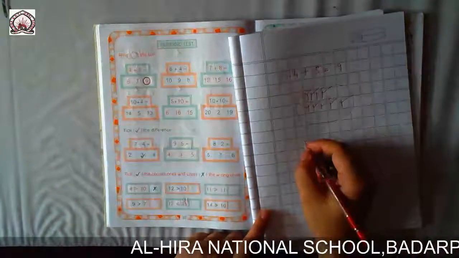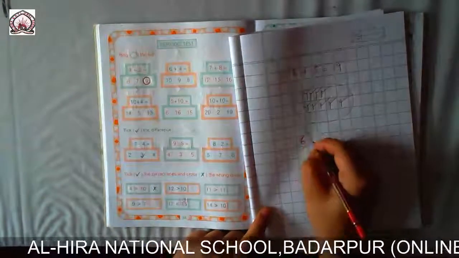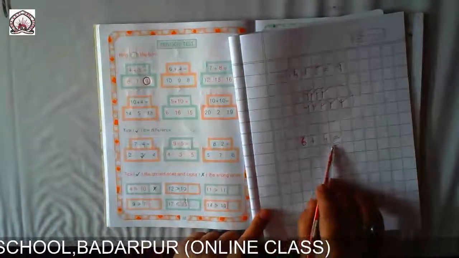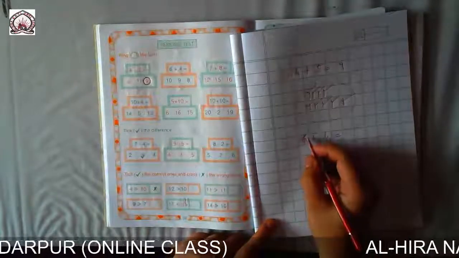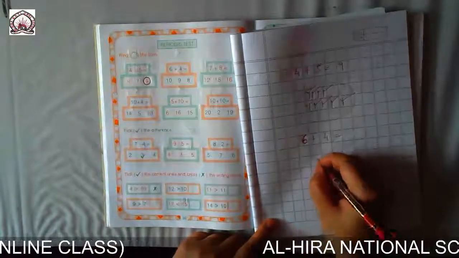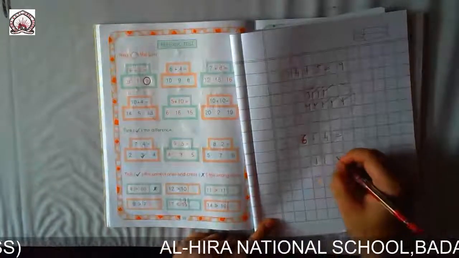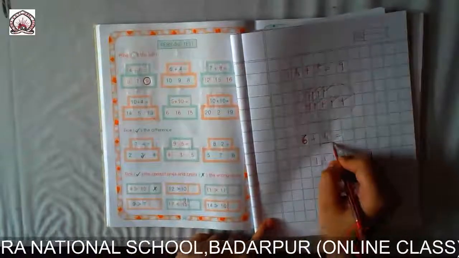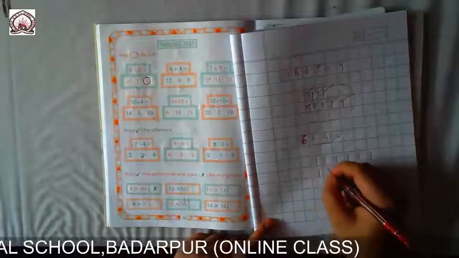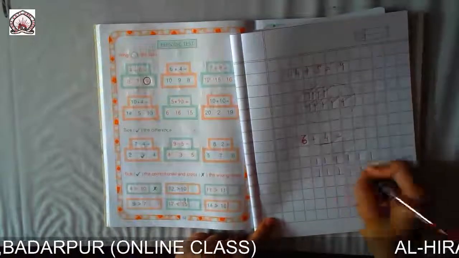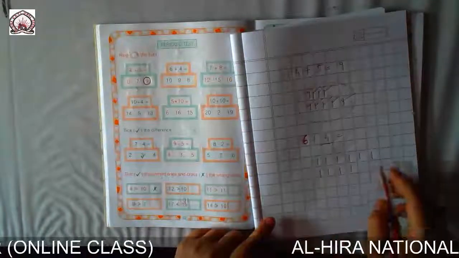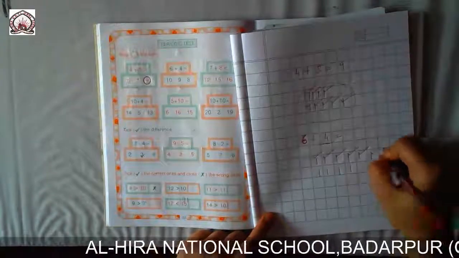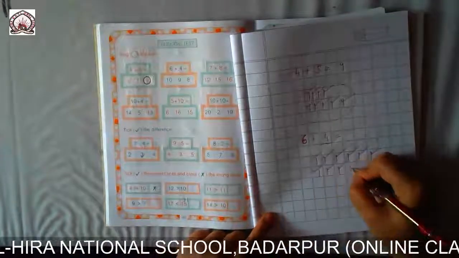Okay. Next one is 6 plus 4. 6 plus 4, how much? Okay, let us find. First number is 6. You will write 6 lines. 1, 2, 3, 4, 5, 6. What is the second one? 4. Then 4 lines. 1, 2, 3, 4. Now counting this all together. 1, 2, 3, 4, 5, 6, 7, 8, 9, 10.